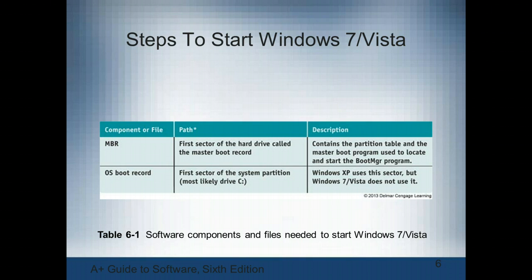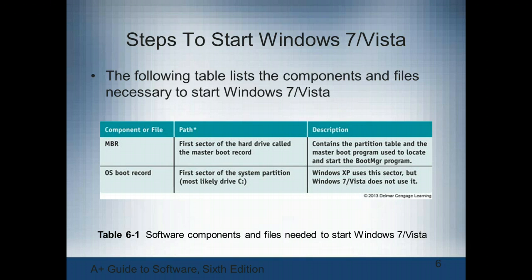Steps to start these things: just the components and the files necessary to start Windows 7 and Vista. Windows 7 and Vista really do operate very much the same way. The master boot record is the first sector of the hard drive, the very first sector of the hard drive. Sectors are numbered starting with 0, so it would be cylinder 0, sector 0. It's at the very, very beginning of that.